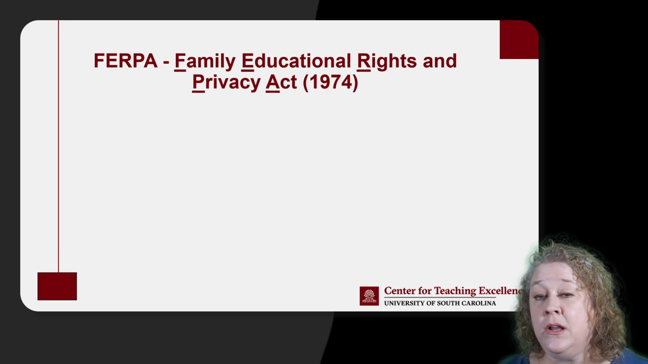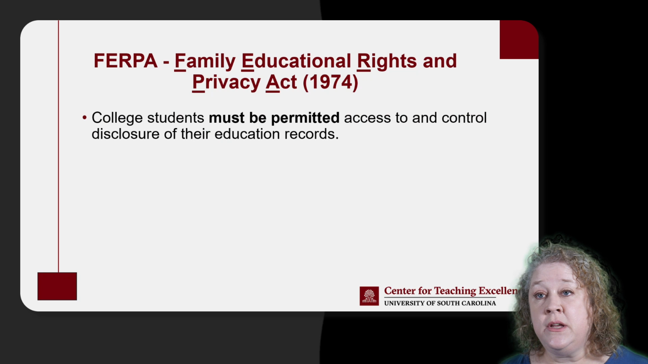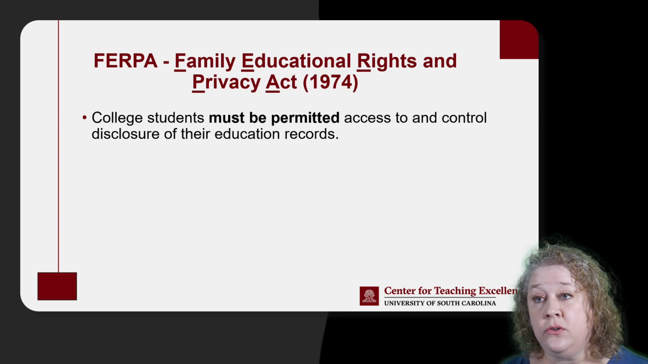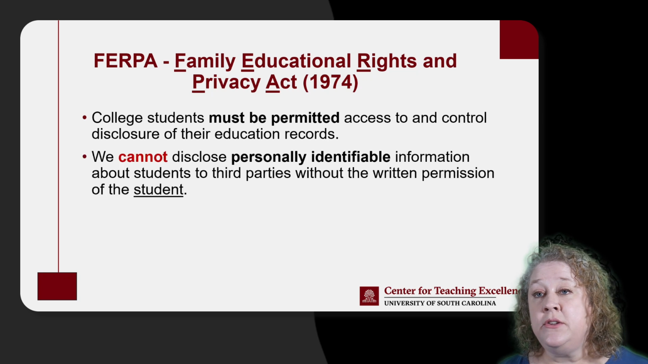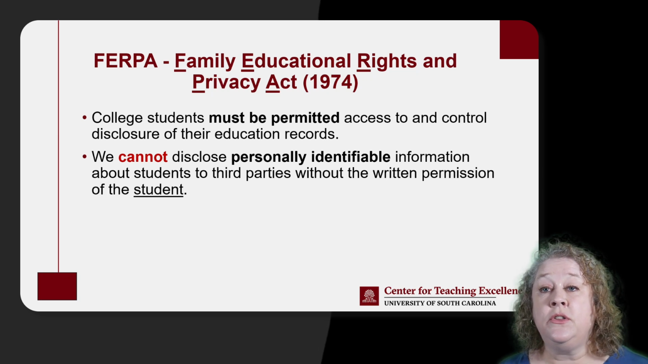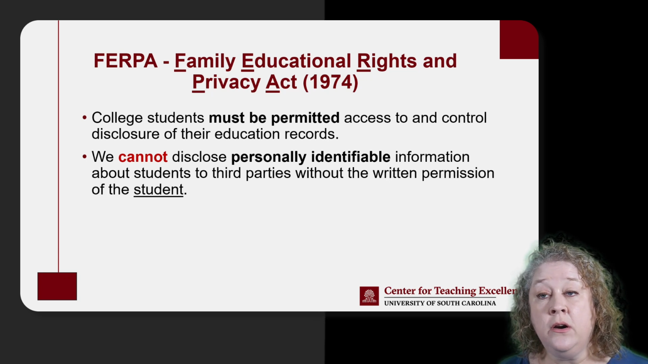So FERPA is the law that restricts access to students' educational records. Students themselves, first of all, must be permitted access to and be able to control the disclosure of their educational records. It also tells what we can and cannot disclose with respect to personally identifiable information about students to third parties without the written permission of the student themselves. We'll talk about who those third parties are and what that type of information is in just a moment.